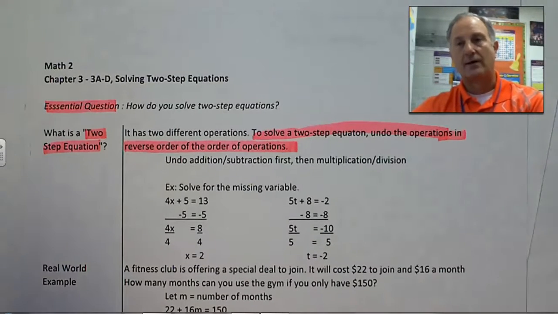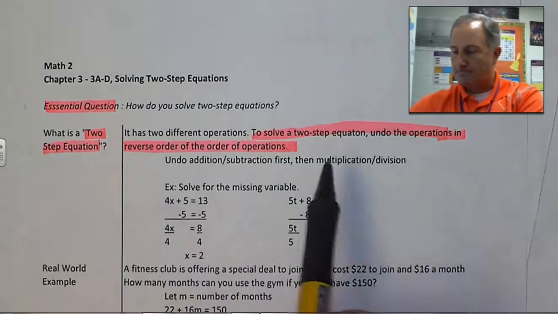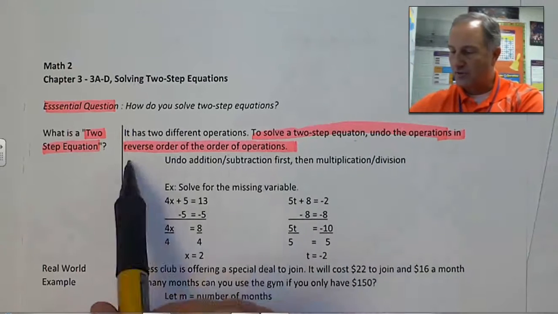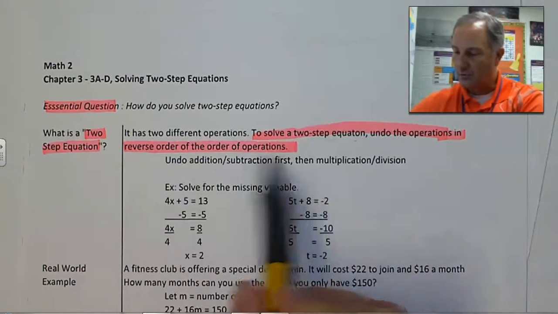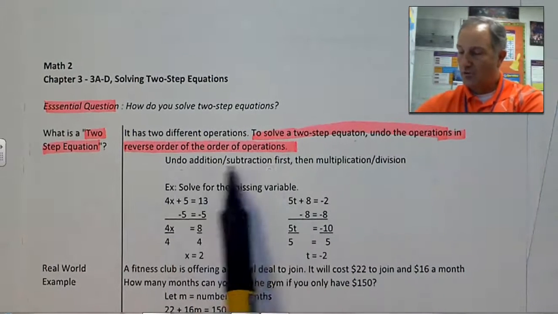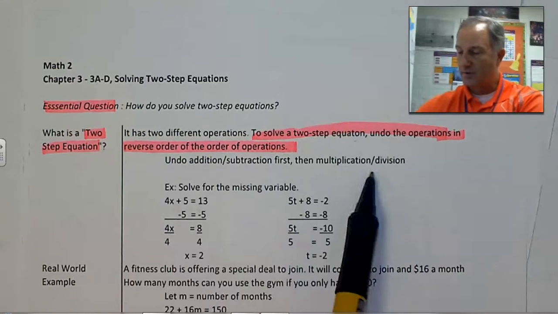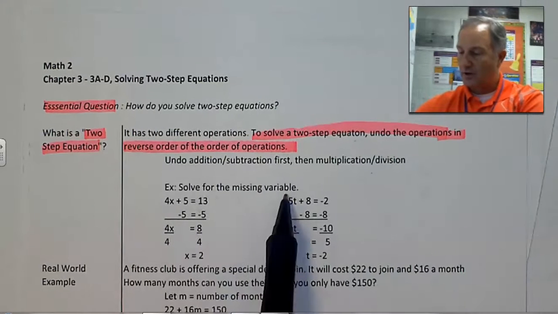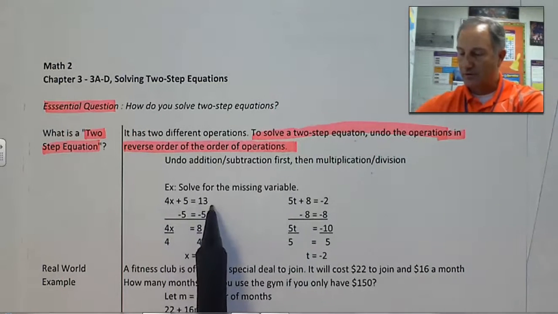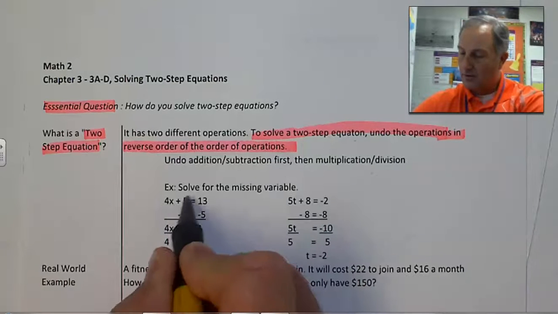And then, of course, like always, we're going to kick it up a little bit and throw your curve in there. So first thing we want to do to solve a two-step equation, undo the operations in reverse order of operations, what I just said. So we're going to undo addition and subtraction first, and then multiplication and division. So here's an example. Solve for the variable. 4x plus 5 equals 13. You have addition right here.